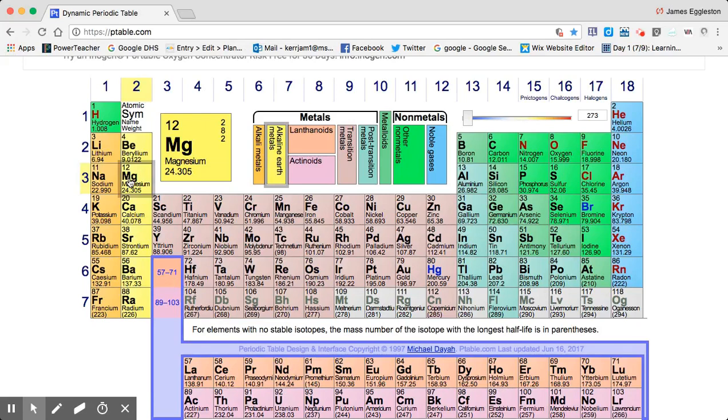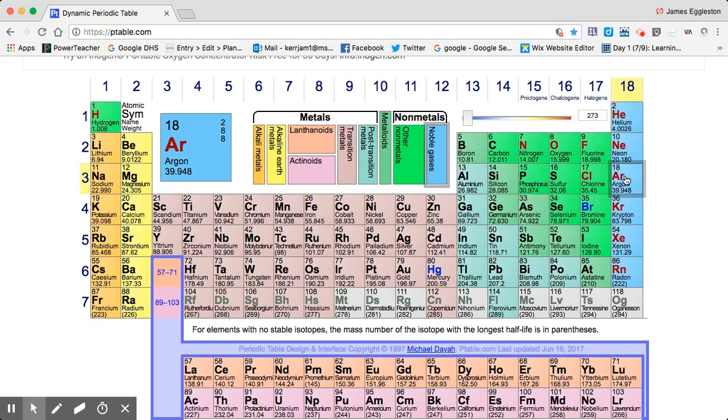Magnesium then with 2, and aluminum with 3, and silicon with 4, and phosphorus with 5, sulfur with 6, chlorine with 7, and then we come to argon again with a full outer shell. This pattern continues. In fact, we have a special word that we use to describe this pattern.